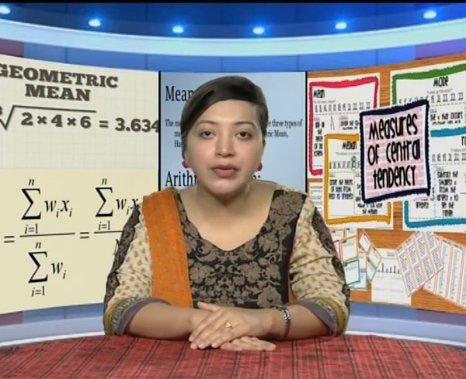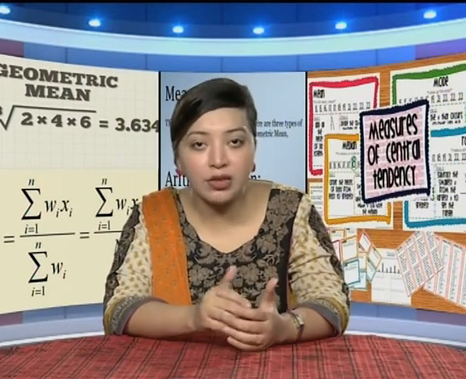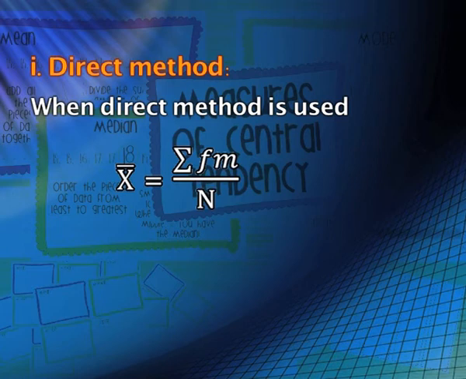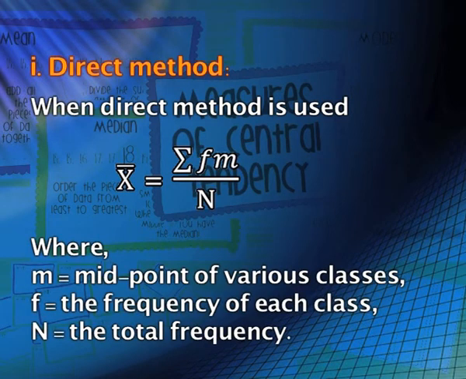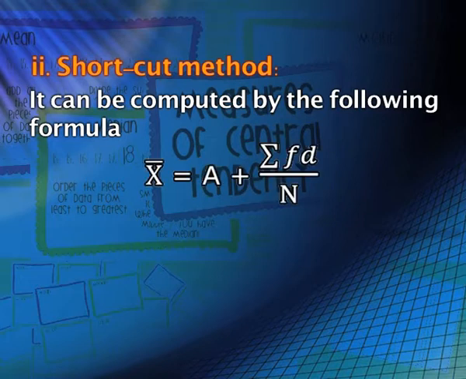In the continuous series, arithmetic mean can be computed by the following methods. So there are 3 methods. First one, direct method. When the direct method is used, x bar is equal to sigma fm by n, where m is the midpoint of the various classes, f again is the frequency of each class, and n is the total frequency. We have the second method here, shortcut method. It can be computed by the following formula.